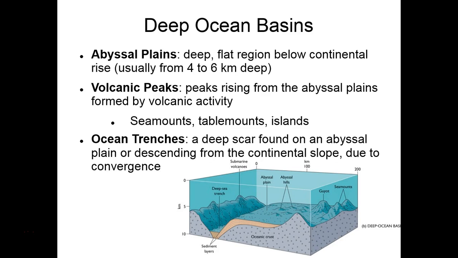And then also in some deep ocean basins you have ocean trenches. An ocean trench is a deep scar found on an abyssal plain or descending from the continental slope due to convergence or collision between two oceanic crusts, or oceanic crust and continental crust. That'll make more sense again when we talk about plate tectonics and the movement of the oceanic crust and of the continental crust around the world.